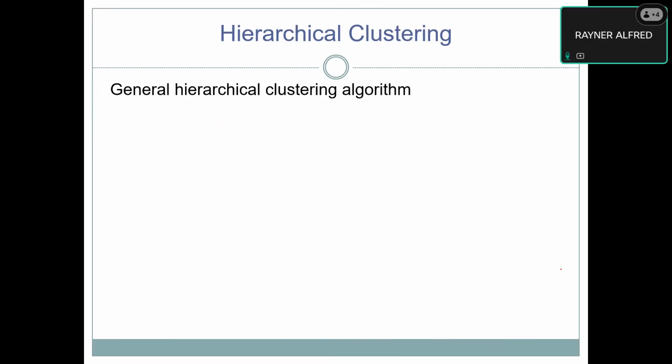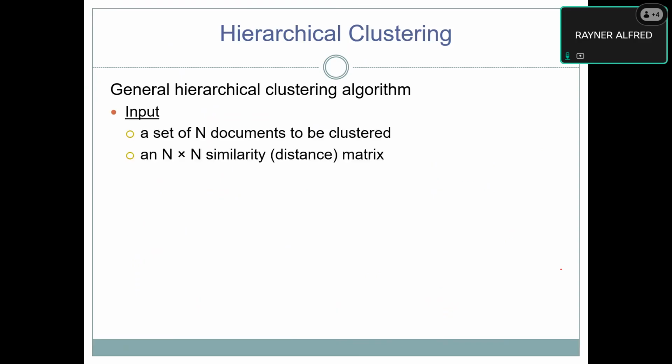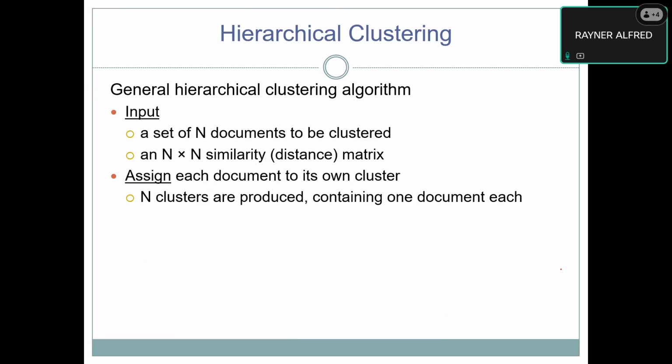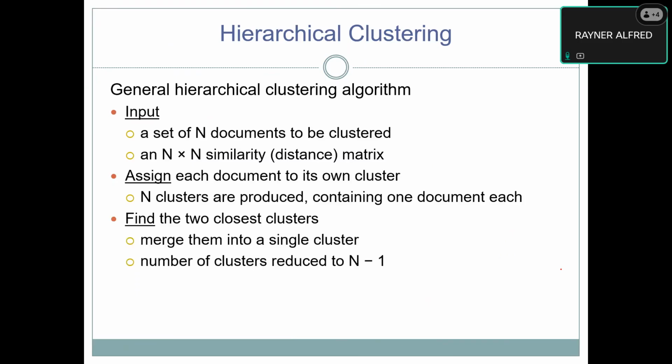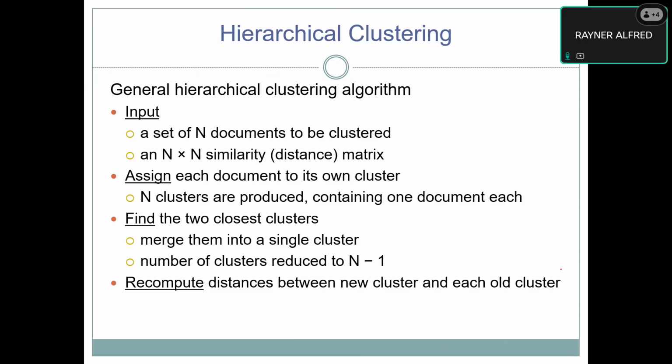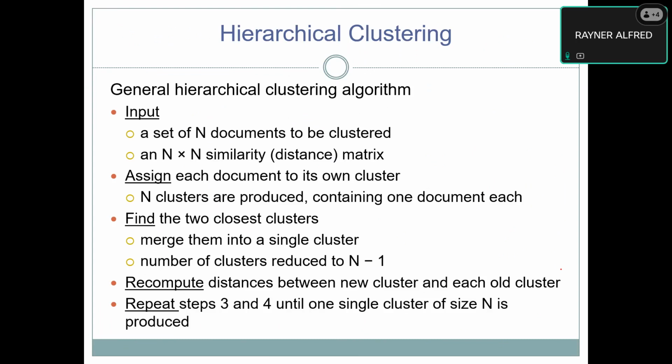So the general algorithm for HAC is that we will have a set of n documents to be clustered. For us to start, we need to compute the n times n similarity distance matrix. And then we assign each document to its own cluster and combine them. Then we recompute the distance between the newly formed cluster and the old clusters. And we repeat this until we have one cluster.